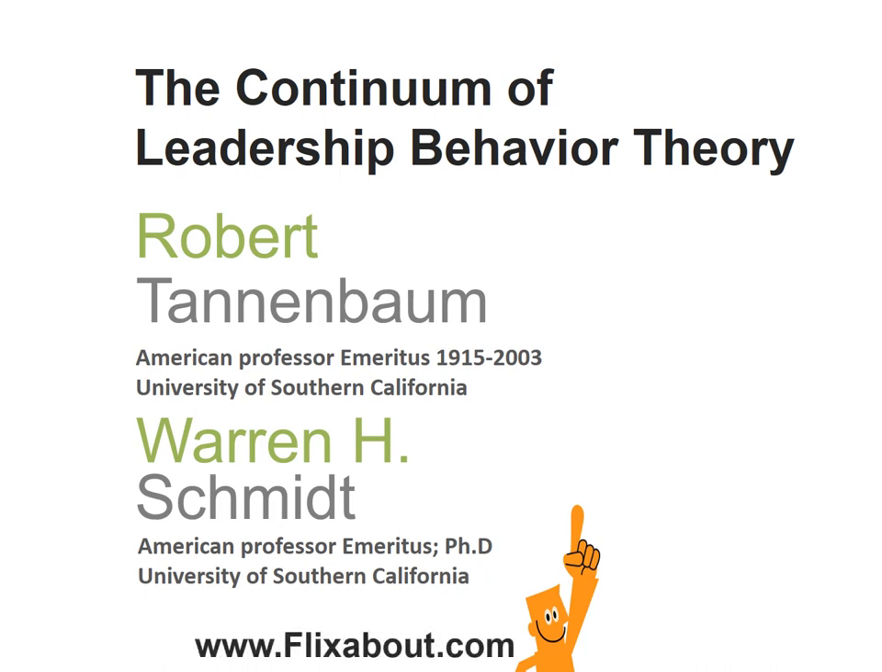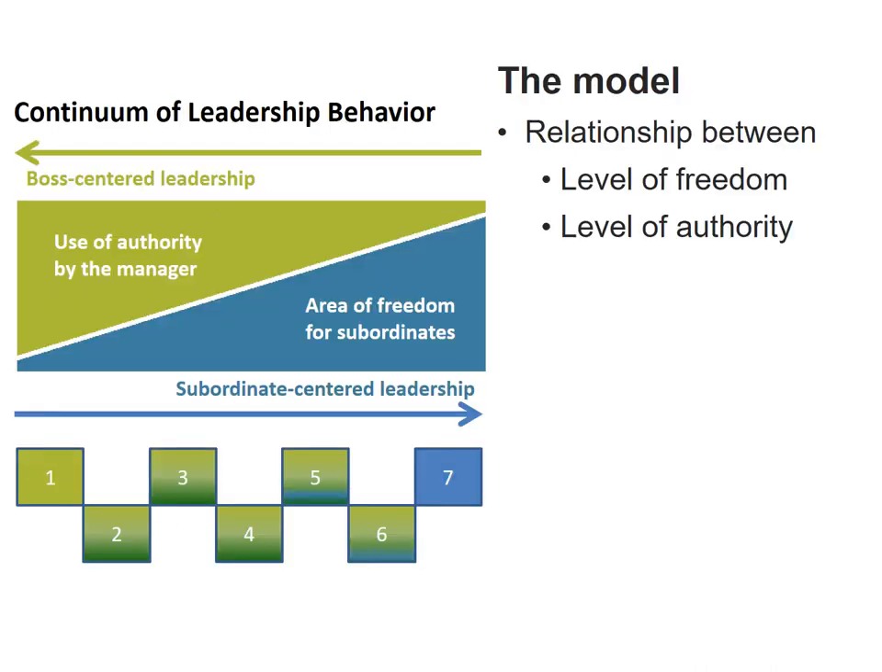The continuum of leadership behavior was introduced by Robert Tannenbaum and Warren H. Schmidt in 1958 in the article How to Choose a Leadership Pattern in Harvard Business Review. The Tannenbaum and Schmidt Continuum is a simple model of leadership theory which shows the relationship between the level of freedom that a manager chooses to give to a team and the level of authority used by the manager.